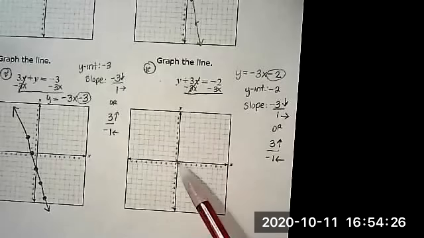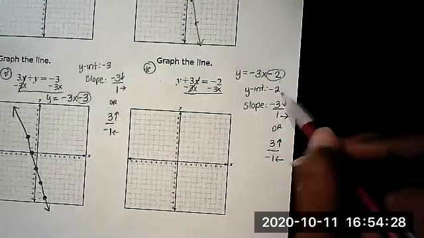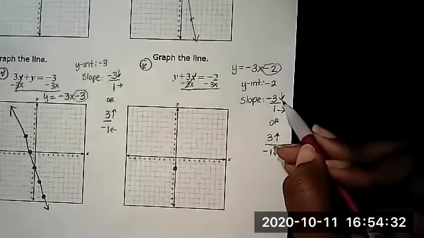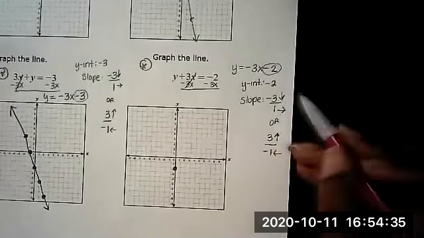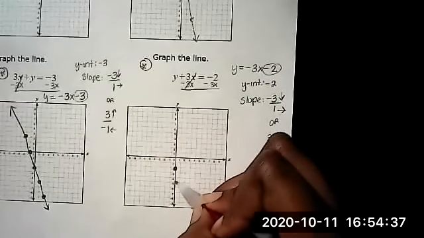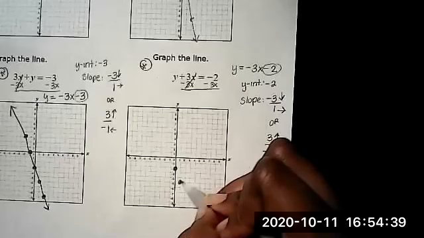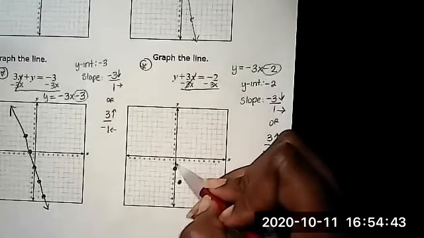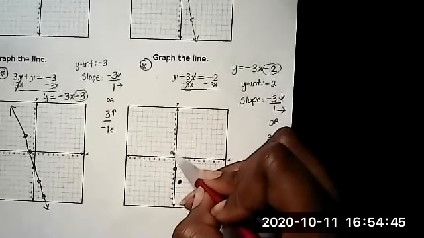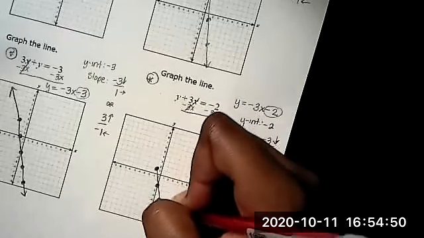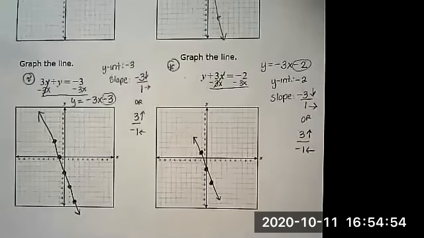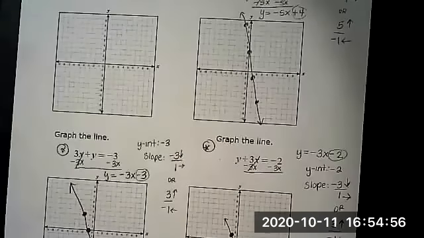So let's start with your y-intercept. Go down 2, put a dot, use your slope, down 3, right 1, 1, 2, 3, right 1. And then you can go, of course, from your y-intercept up 3, 1, 2, 3, left 1. Okay. So that is your line on the graph. Okay. And that is it for Unit 5, Day 2 notes.